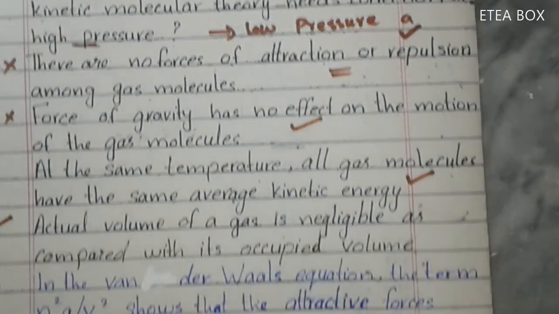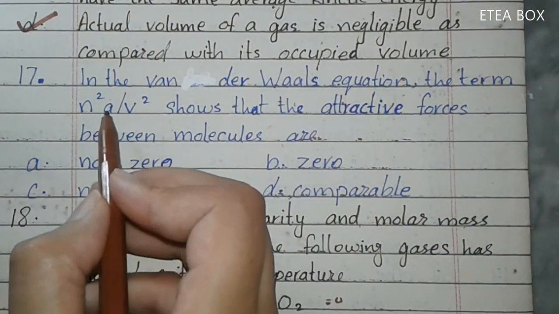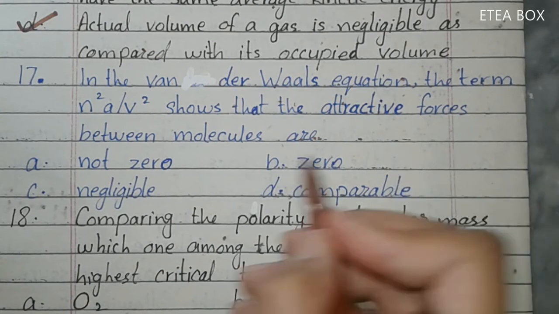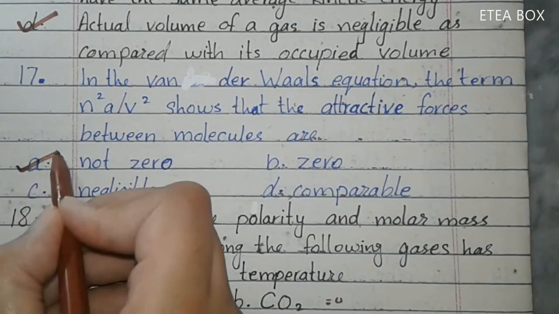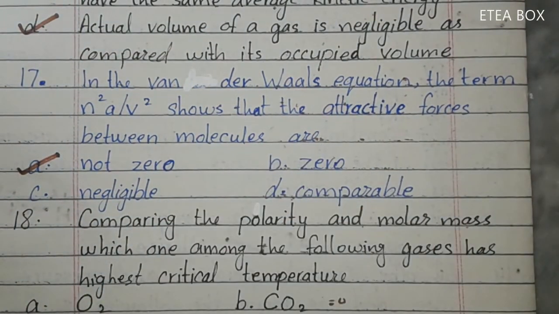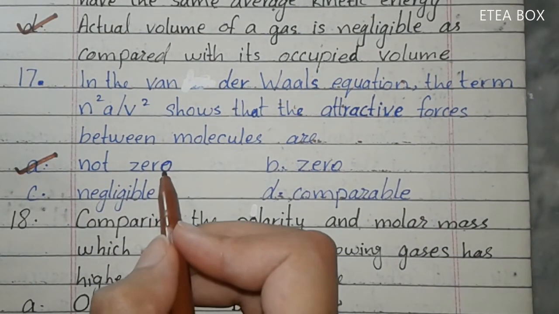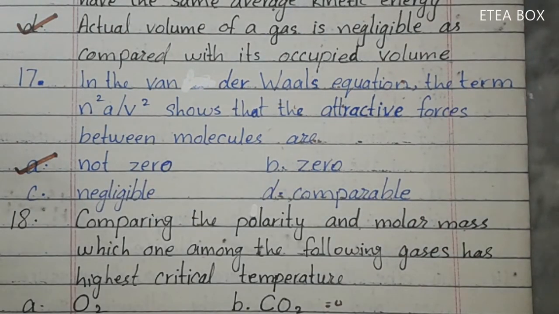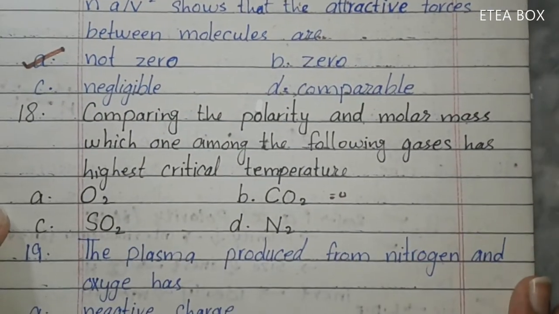Now next one. In the van der Waals equation, the term n square a divided by V square shows the attraction forces between the molecules, which means that the attractive forces are not 0. What does it mean? We know that when the attractive forces are non-zero, then the pressure needs correction. So it shows non-zero attractive forces.